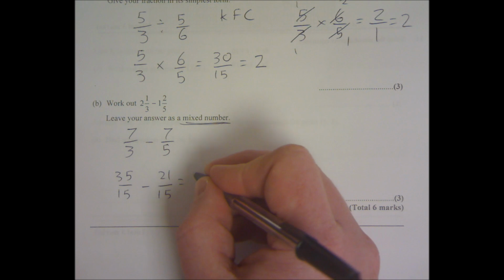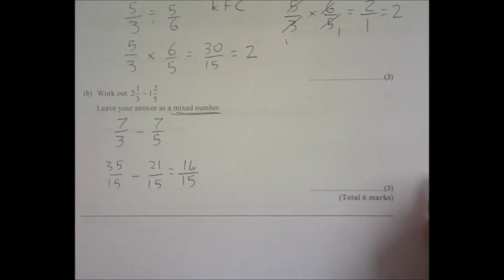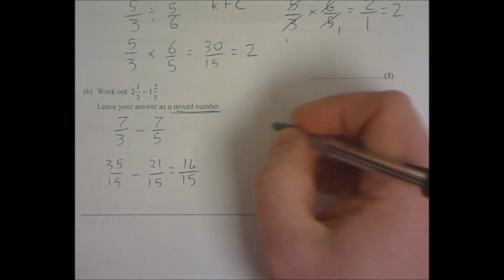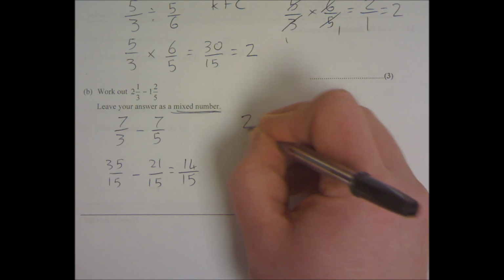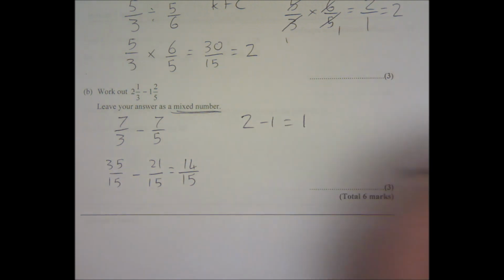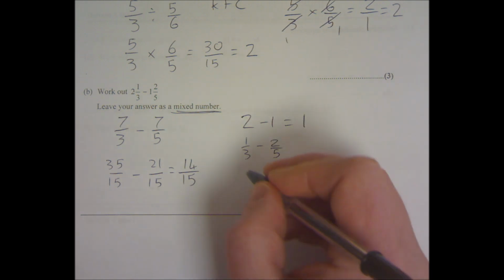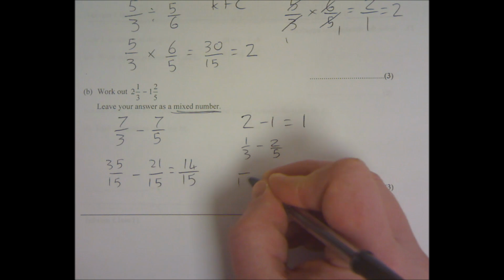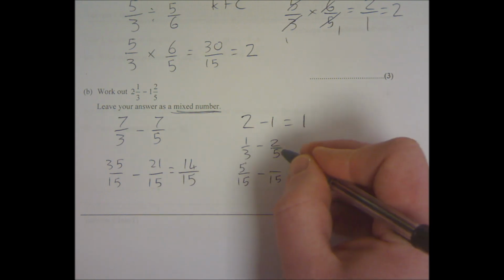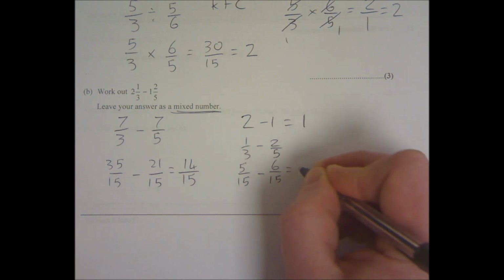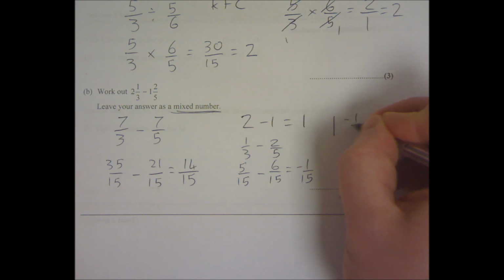The alternative method would be to deal with the main numbers first. So 2 take away 1 is 1. Then do 1/3 take away 2/5. We've got to change those into 15ths again. I've times that by 5, so I've got 5/15. I've times that by 3, so I've got 6/15. So I've got minus 1/15. So I've got 1 take away 1/15. That again equals 14/15. So either way we get the same answer.